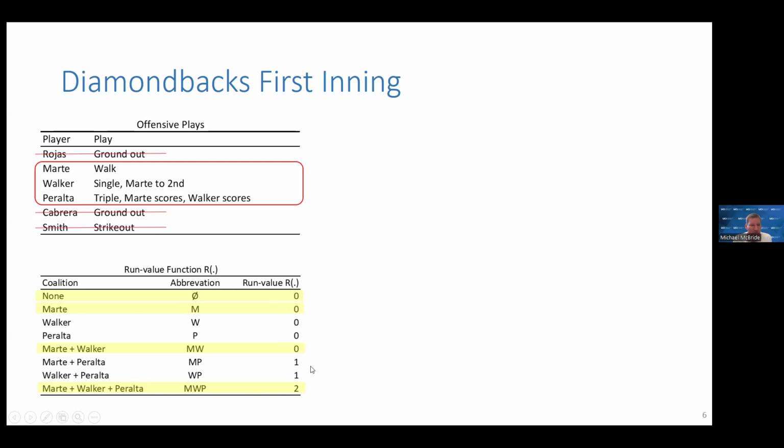Notice I've highlighted 4 of these. In the course of the game, what we actually observed were the run values in the highlighted ones. So before Marte batted, there was nobody in the coalition. Of course, nobody's batted, so no runs scored. No offensive plays means no runs scored. If just Marte bats, just after Marte batted, we had a walk. Now in baseball, a walk means the runner gets to base, but they haven't scored yet. So if we just have that offensive event, we have no run score.